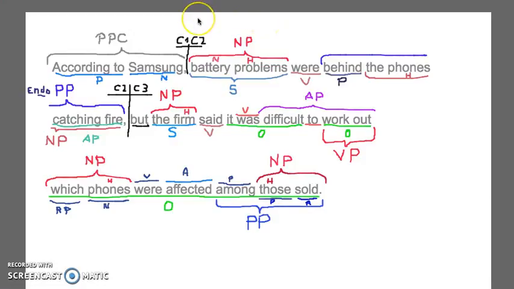Now, first of all, we separated the three clauses that we found. According to Samsung, that is just a present participle clause with this preposition according to and the noun Samsung. These clauses are separated by commas, and this cross represents the separation of the clauses. This is clause 3, this is clause 2, and this is clause 1.